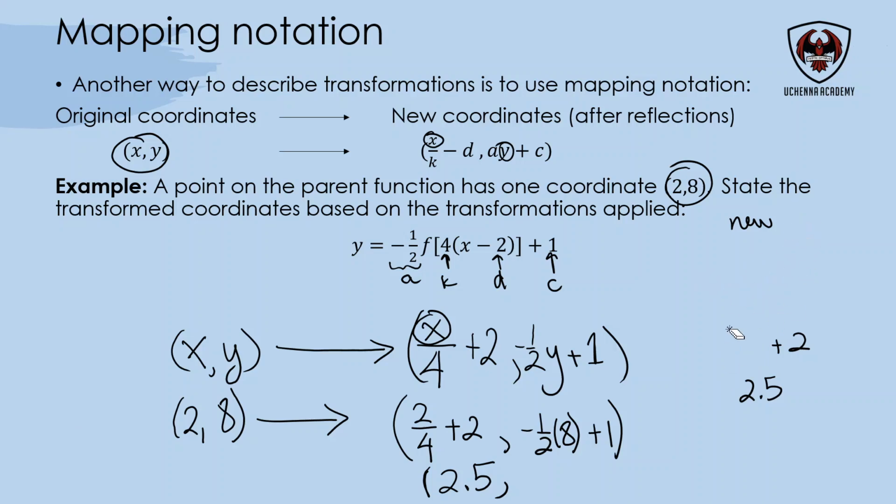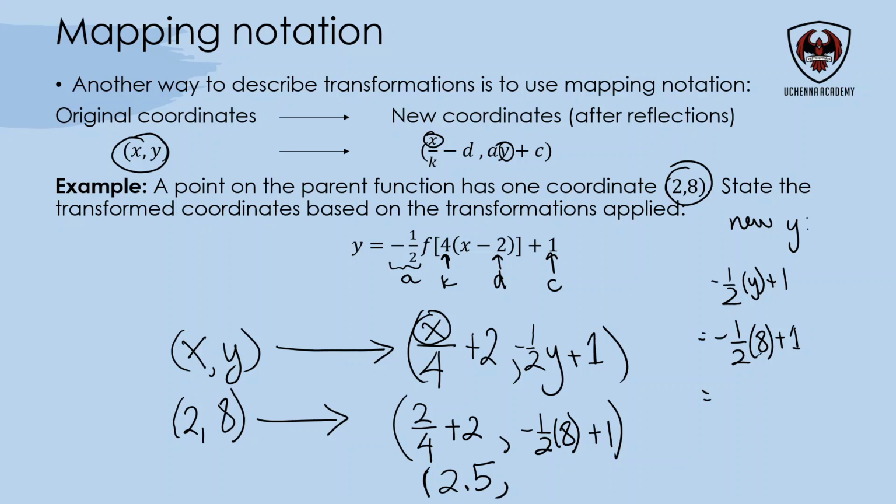So the new Y is going to become -1/2 times whatever the original Y was, plus 1. And that original Y was 8, right? I told you the original coordinate is 8, plus 1. And then I'm just going to do the multiplication here. So what's -1/2 times 8?